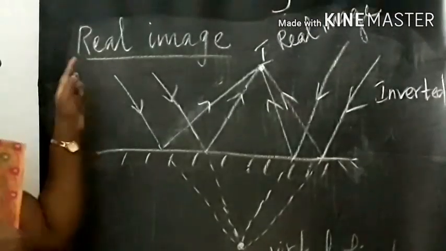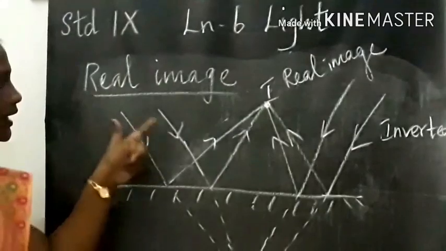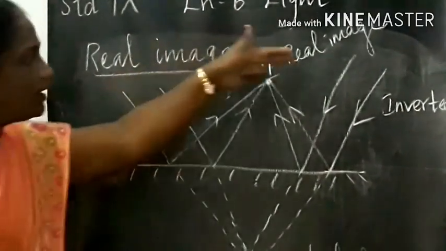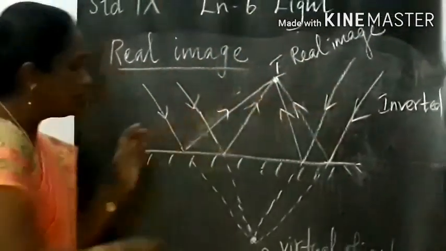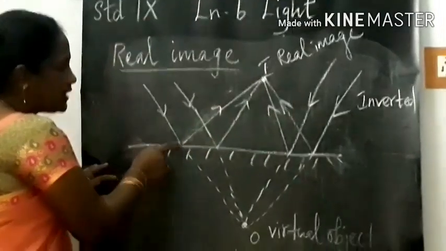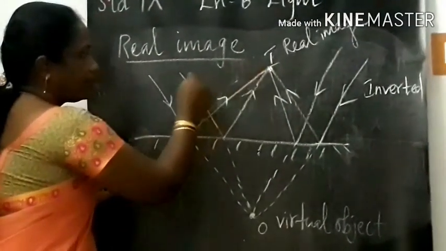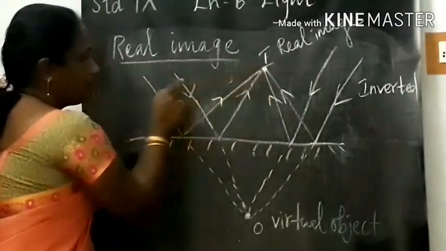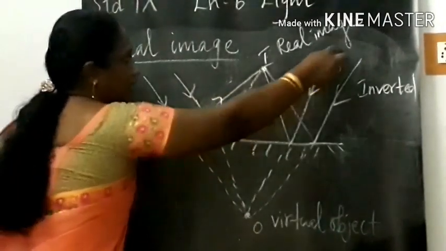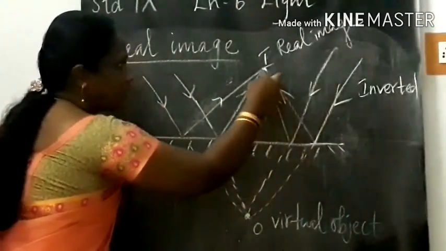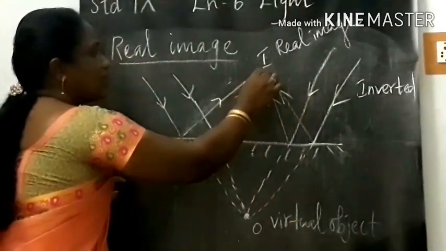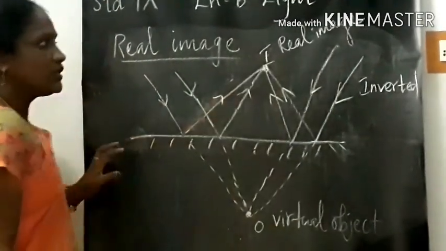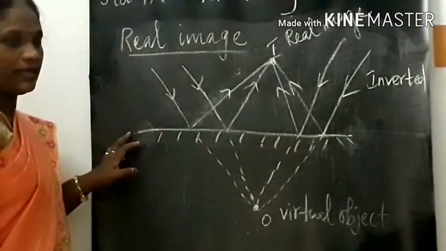Let us learn what is the real image. So here, light rays come from an object. These light rays get reflected. Here the light rays are incident and reflected. Like this, and here it is getting incident like this, and the image is formed at this position. So this is called a real image.